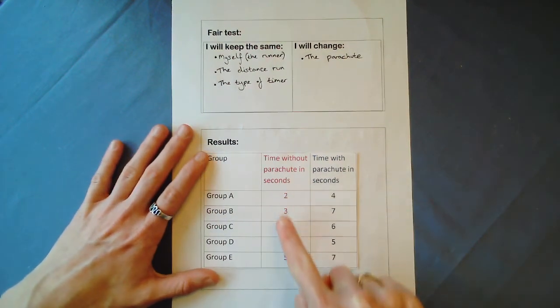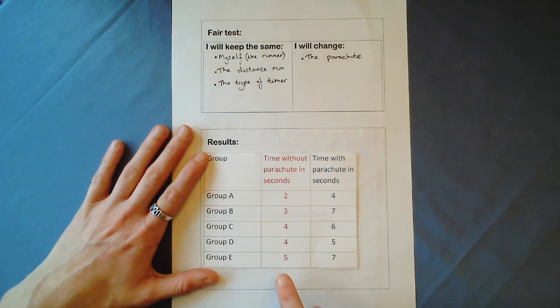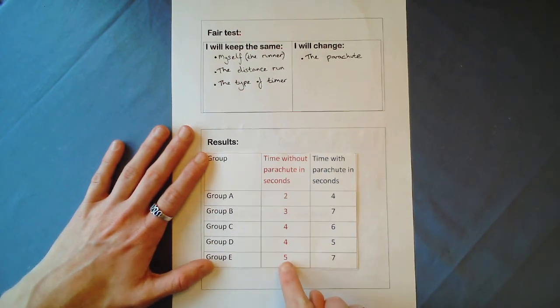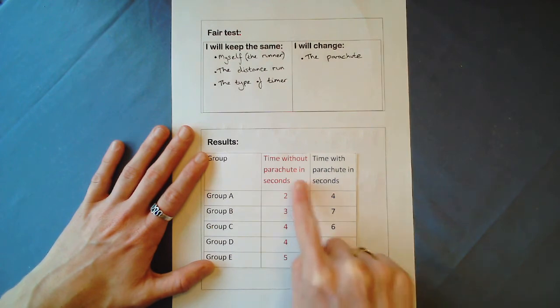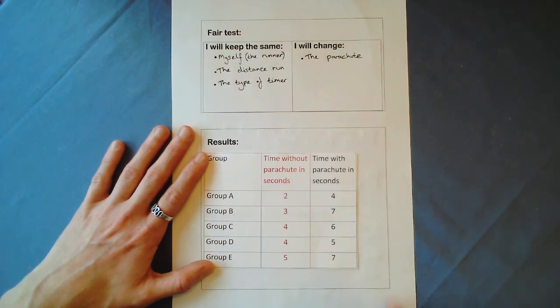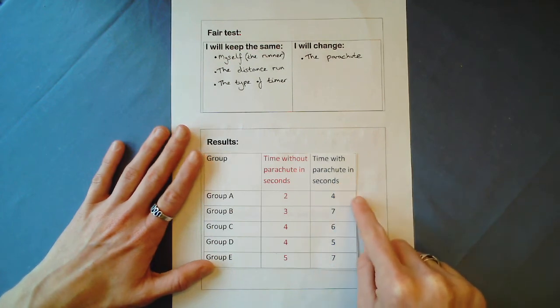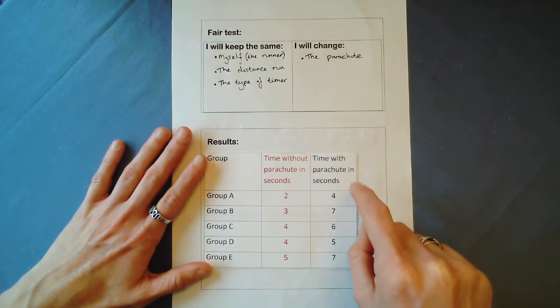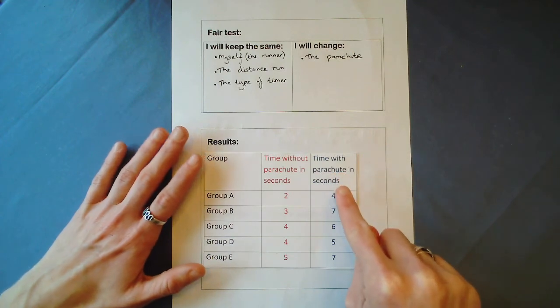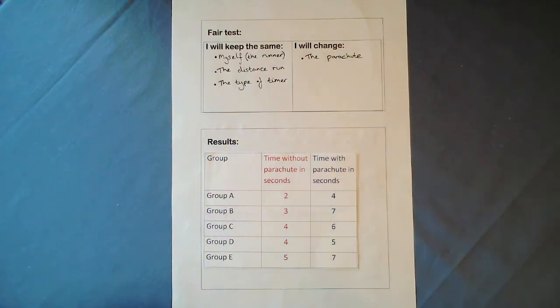So here in red, you can see the time that it took them to run across the playground without the parachute. It says in seconds, they've measured it in seconds. And the time that it took to run across the playground with the parachute.